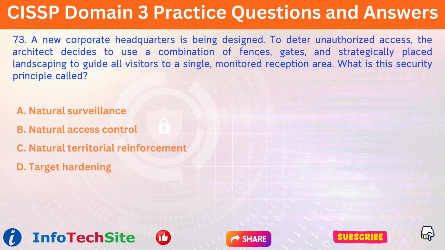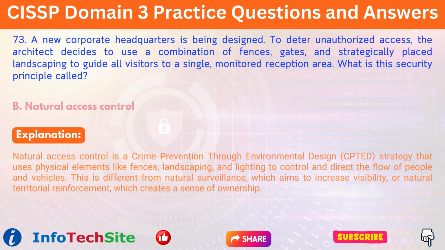73. A new corporate headquarters is being designed. To deter unauthorized access, the architect decides to use a combination of fences, gates, and strategically placed landscaping to guide all visitors to a single, monitored reception area. What is the security principle called? A. Natural surveillance. B. Natural access control. C. Natural territorial reinforcement. D. Target hardening. The correct answer is B.